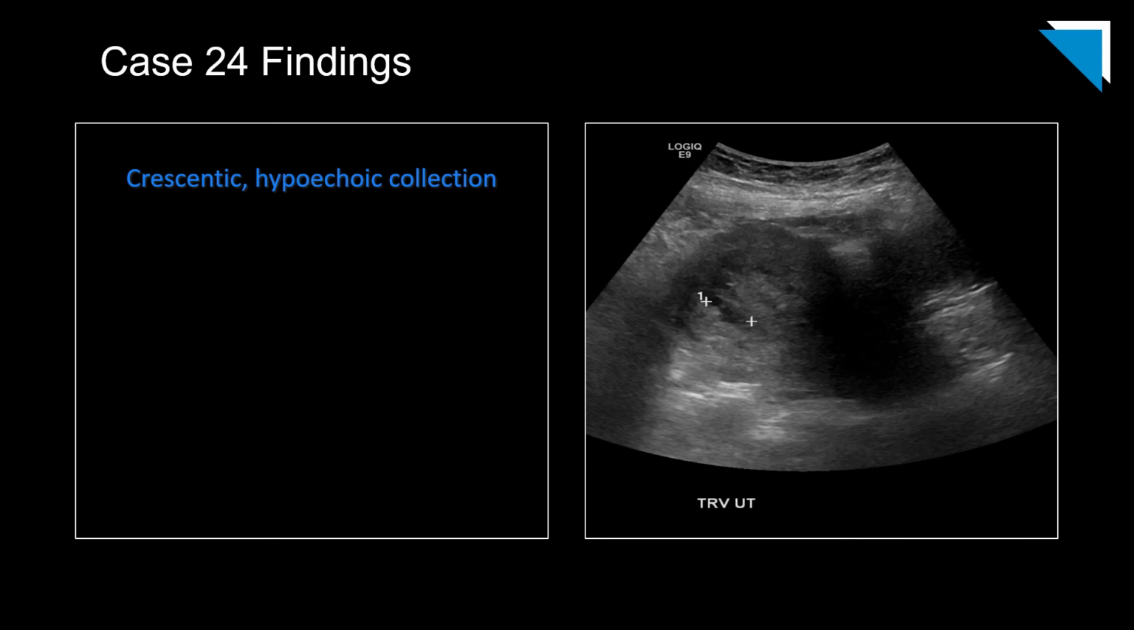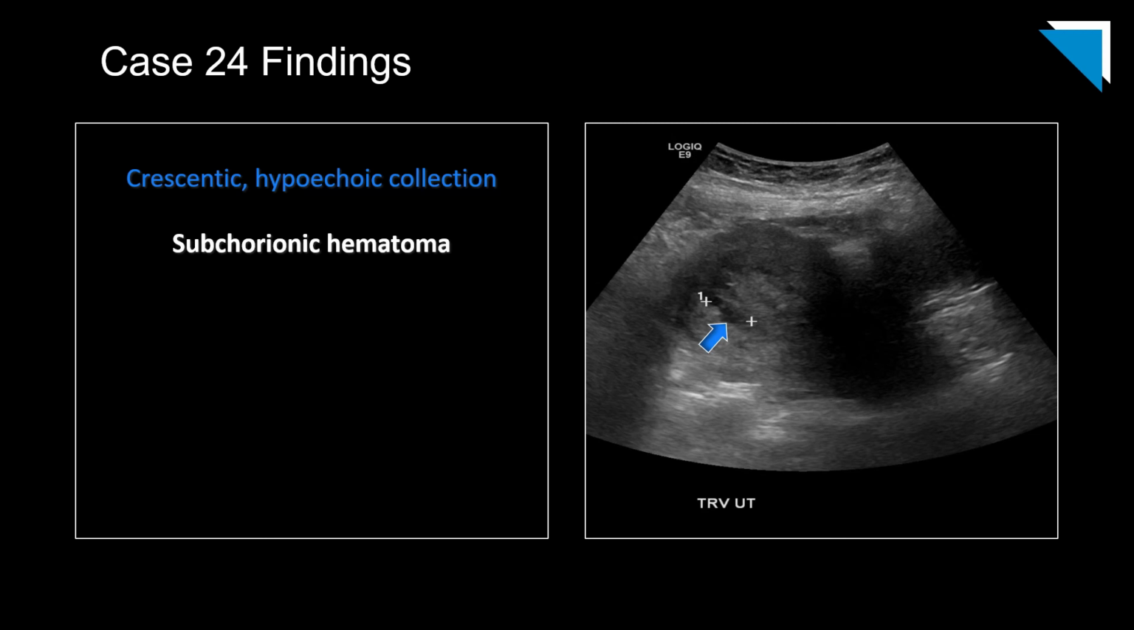Here is the corresponding transverse image. I'm sure you all recognize this as a small subchorionic hematoma. A couple of teaching points that arose from this case: the sonographer did measure this finding, but neglected to include it in the worksheet, so always make sure that you check the worksheet and carefully review the images.